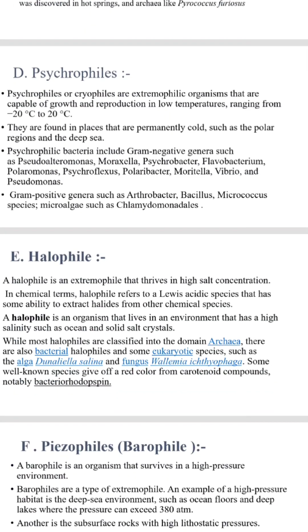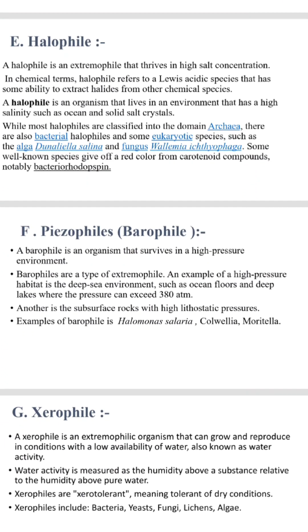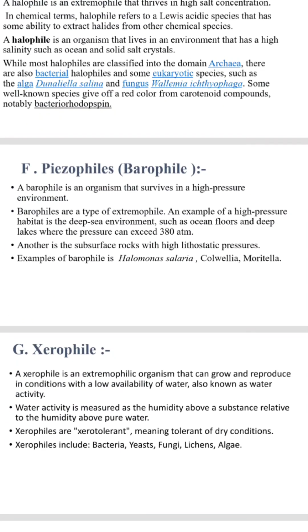Next is halophiles. A halophile is an extremophile that thrives in a high salt concentration. In chemical terms, halophile refers to a Lewis acidic species that has some ability to extract halides from other chemical species. A halophile is an organism that lives in an environment that has high salinity, such as oceans and solid salt crystals.